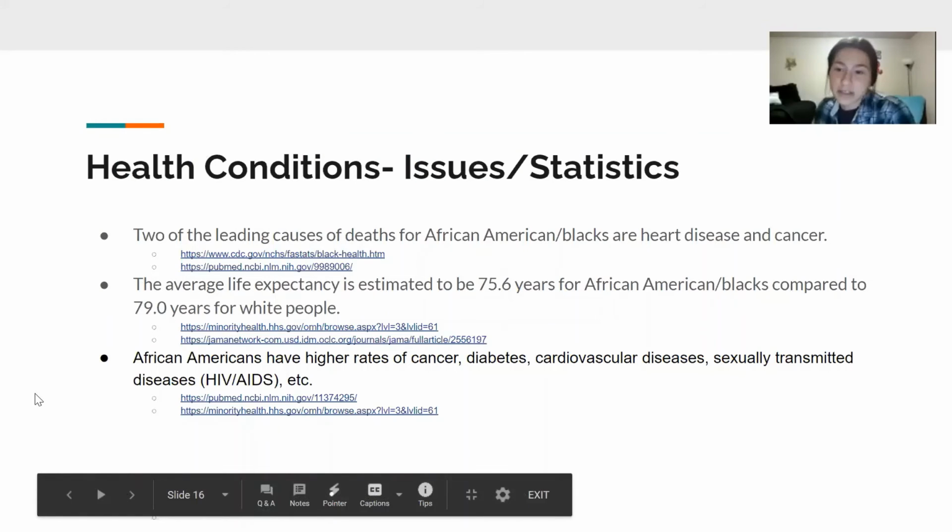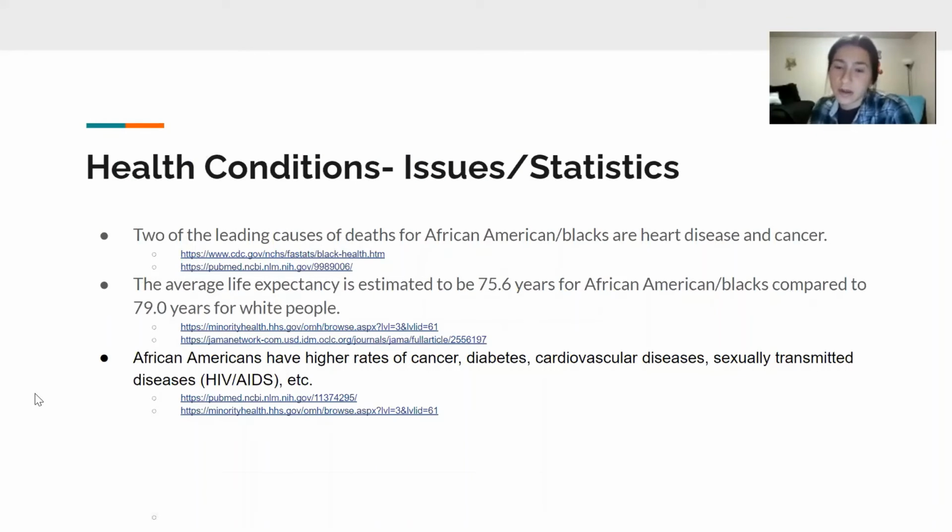Some health conditions and issues with African Americans: 2 of the leading causes of death for African Americans are heart disease and cancer. The average life expectancy is estimated to be 75.6 years for African Americans compared to 79 years for white people. African Americans also have higher rates of cancer, diabetes, cardiovascular diseases, and sexually transmitted diseases.